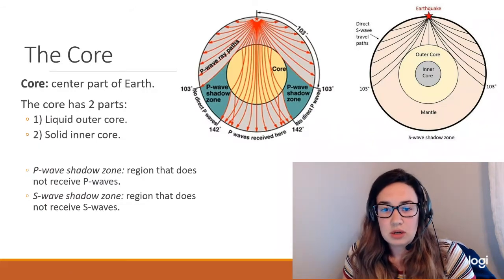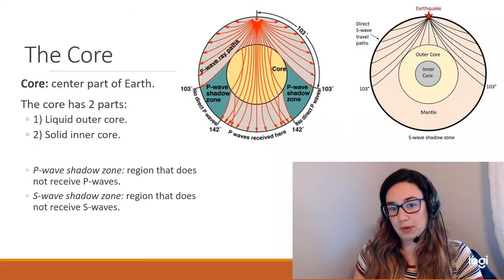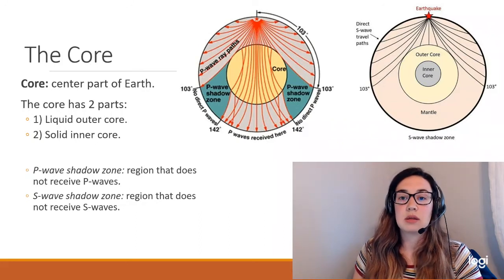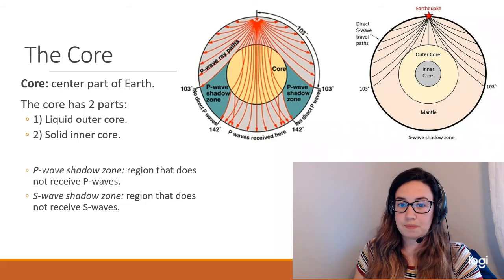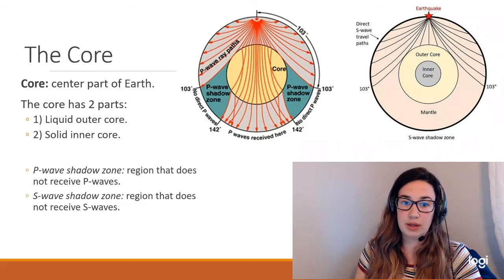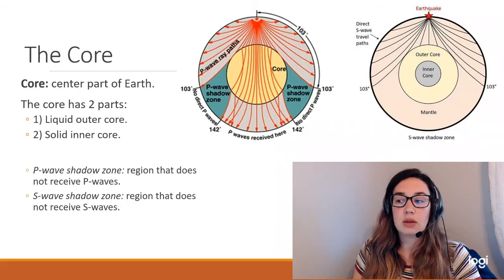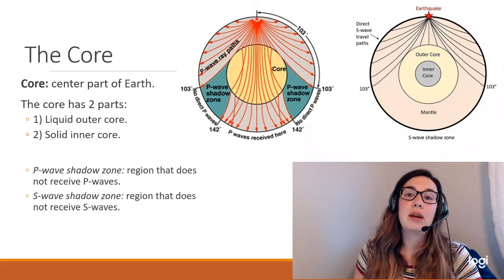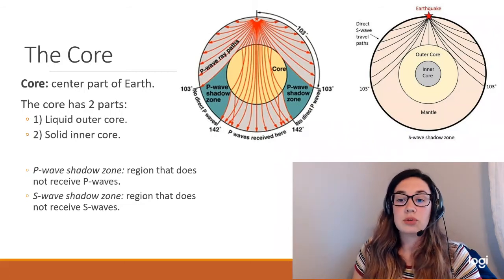So I mentioned the word the core before. So the core is what we would know as the very center part of the Earth. Now the core itself has two components. If you look at the core, it has a liquid outer core and also a solid inner core.